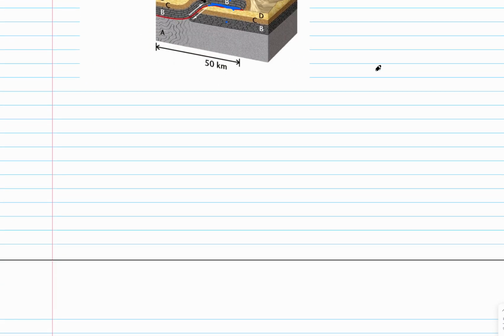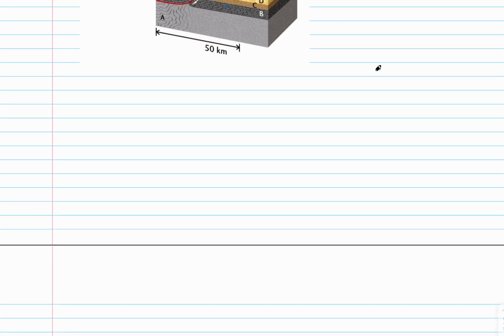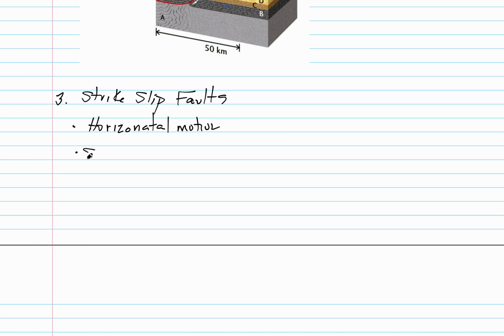All right, the third type of fault to consider today is a strike-slip fault. And these are our shear faults. Strike-slip faults. They are associated with horizontal motion. It's not up or down. Horizontal motion. They're produced by shear.